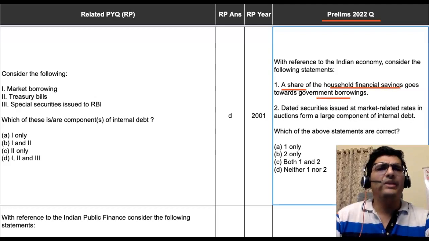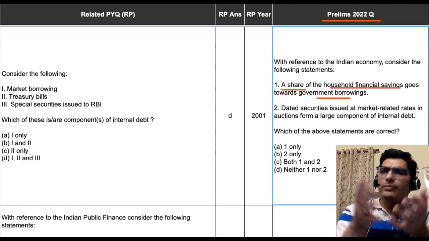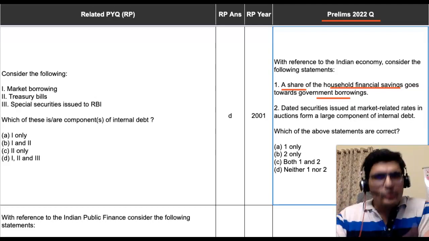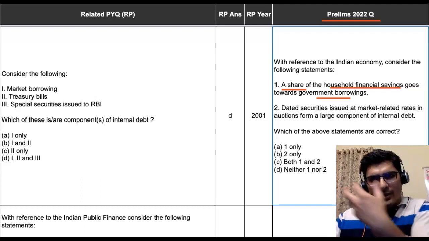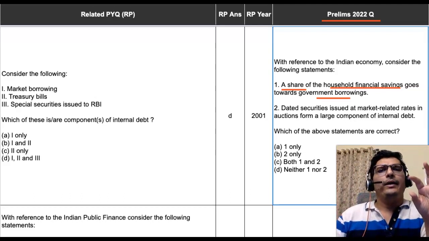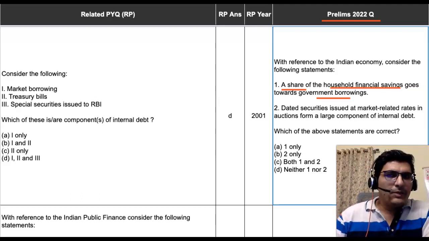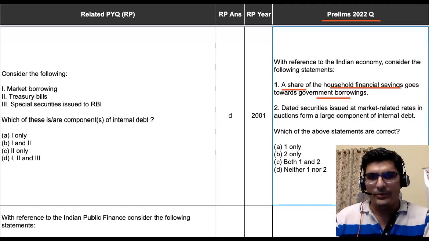Now, this is a pretty simple, logic-based statement. Household financial savings means the savings which you and I, the households basically, do in the financial system of the country. So what we save in banks is referred to as household financial savings. And government borrows from commercial banks, so from these savings only the loans would be given. So this statement is correct, no problems in that.